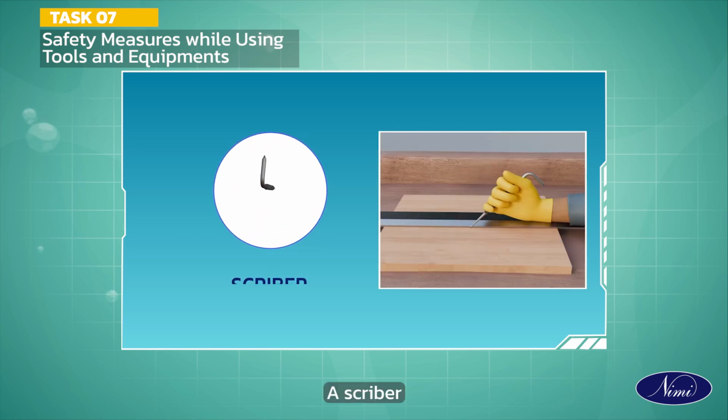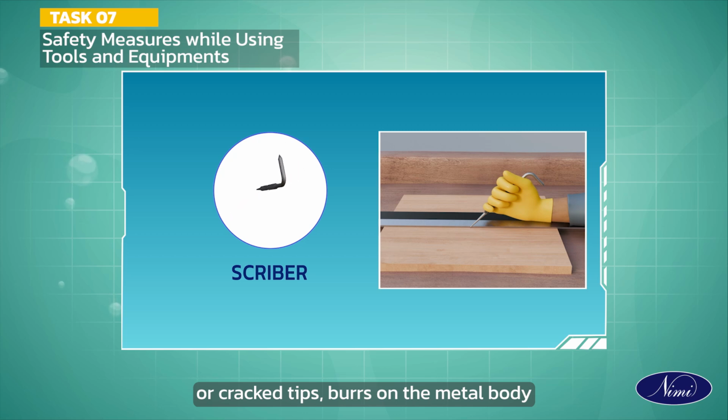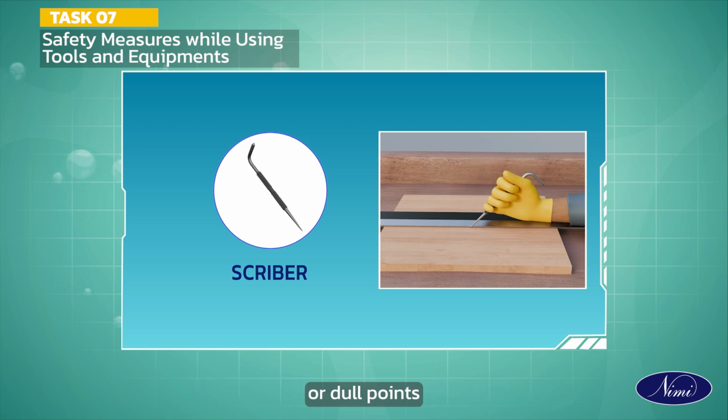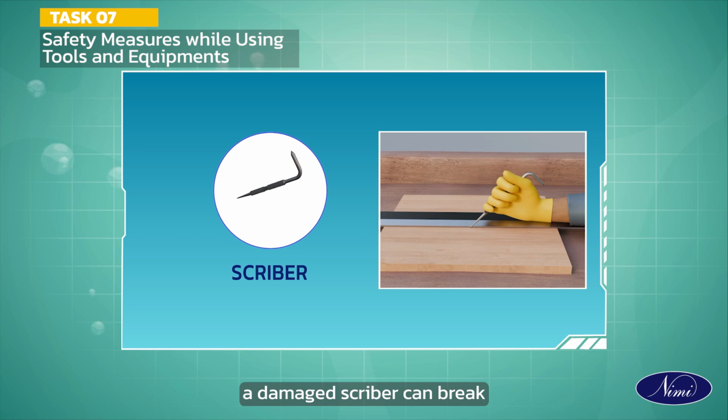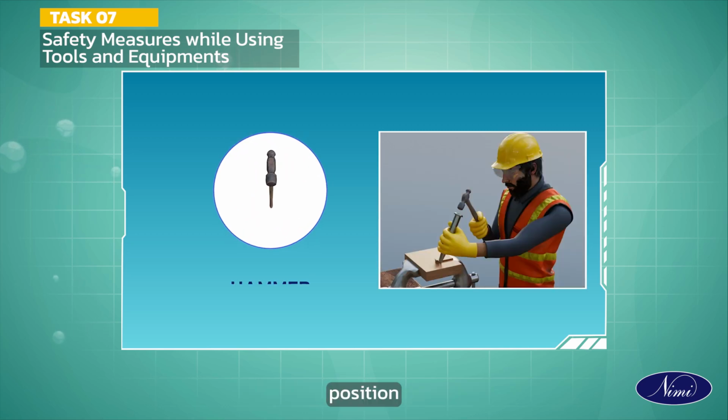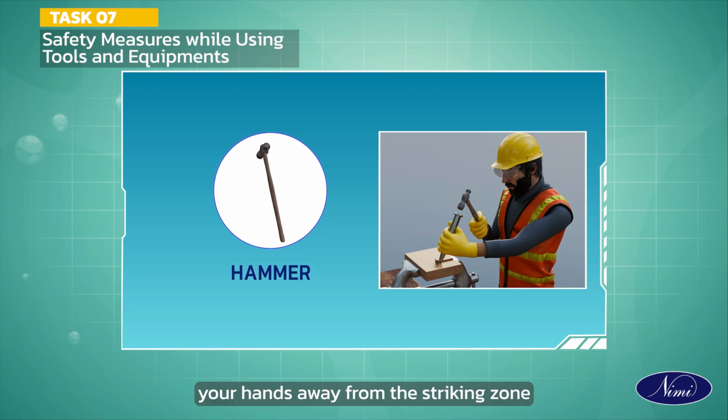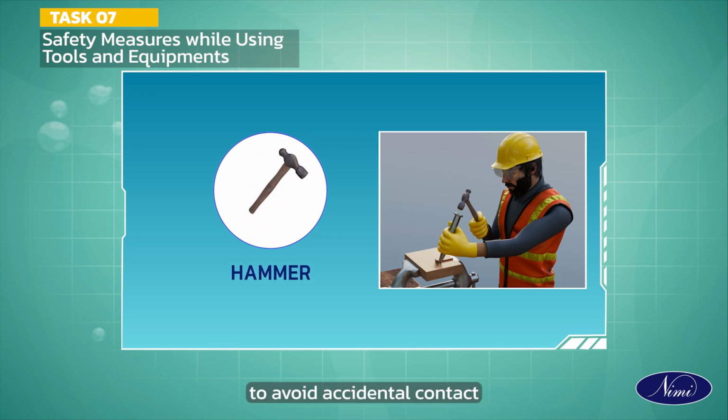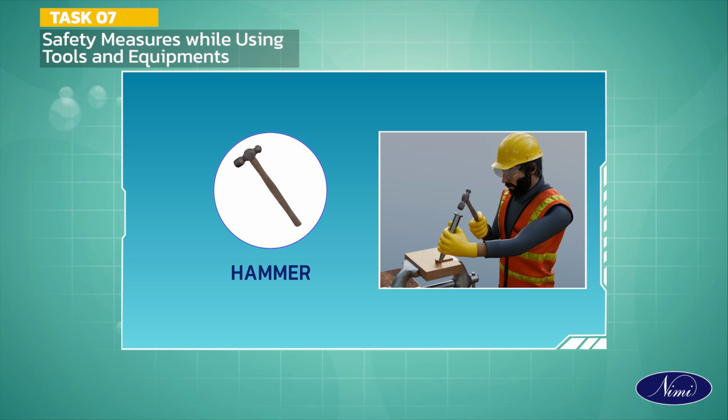A scriber. Check for any damage like loose or cracked tips, burrs on the metal body or dull points. A damaged scriber can break and potentially cause injury. A hammer. Position your hands away from the striking zone to avoid accidental contact with the hammer head.